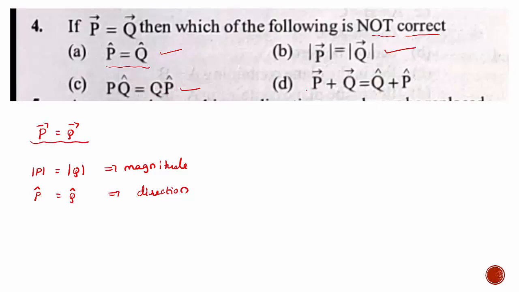Come to option D. Option D is vector P plus Q is equal to Q cap plus P cap. This is not possible. We should write vector P plus vector Q equal to P into P cap plus Q into Q cap, because P gives magnitude and P cap gives direction. So that's why option D is not correct. Now this is the right answer because we want which of the following is not correct.